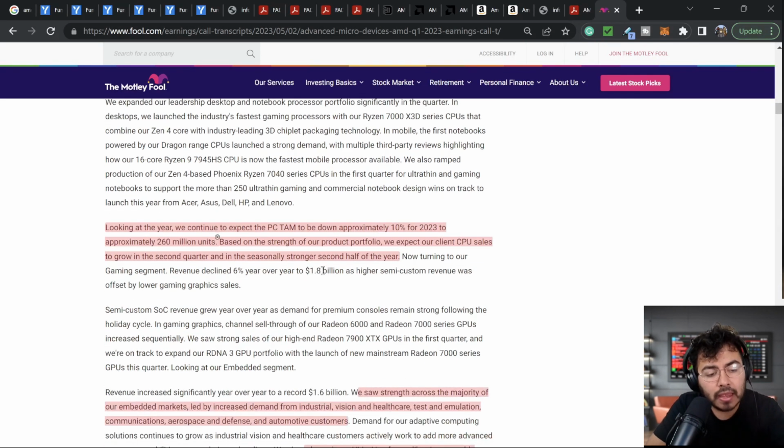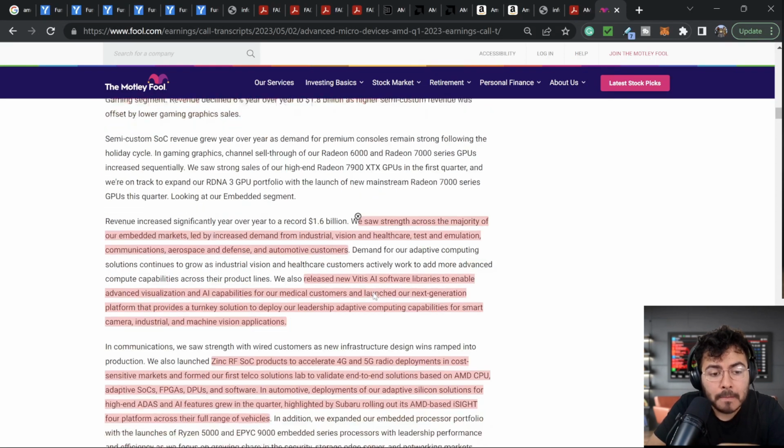So that's great. Like I mentioned, the PC market is still pretty good. AMD does mention that, looking at the year, they continue to expect the PC total addressable market to be down approximately 10%. But they do expect this to grow in the second quarter and to be a seasonally stronger second half of the year. So we do expect some growth here to pick back up.